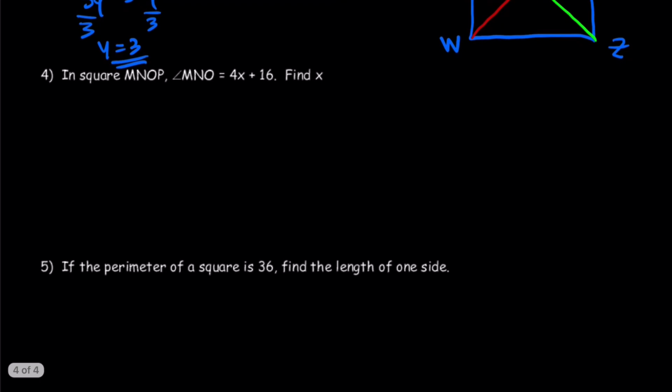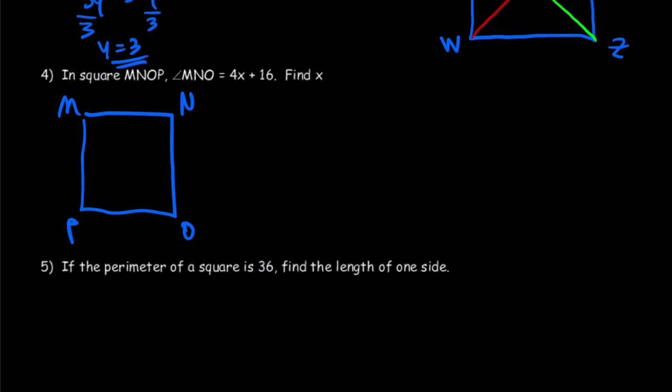Okay, example 4, in square MNOP. I think this one's going to be easy. Square MNOP. Angle MNO is this one. Well, that's 90 degrees. So that's going to be 4x plus 16. It's the only thing we're given. That's 90. So here's your equation.